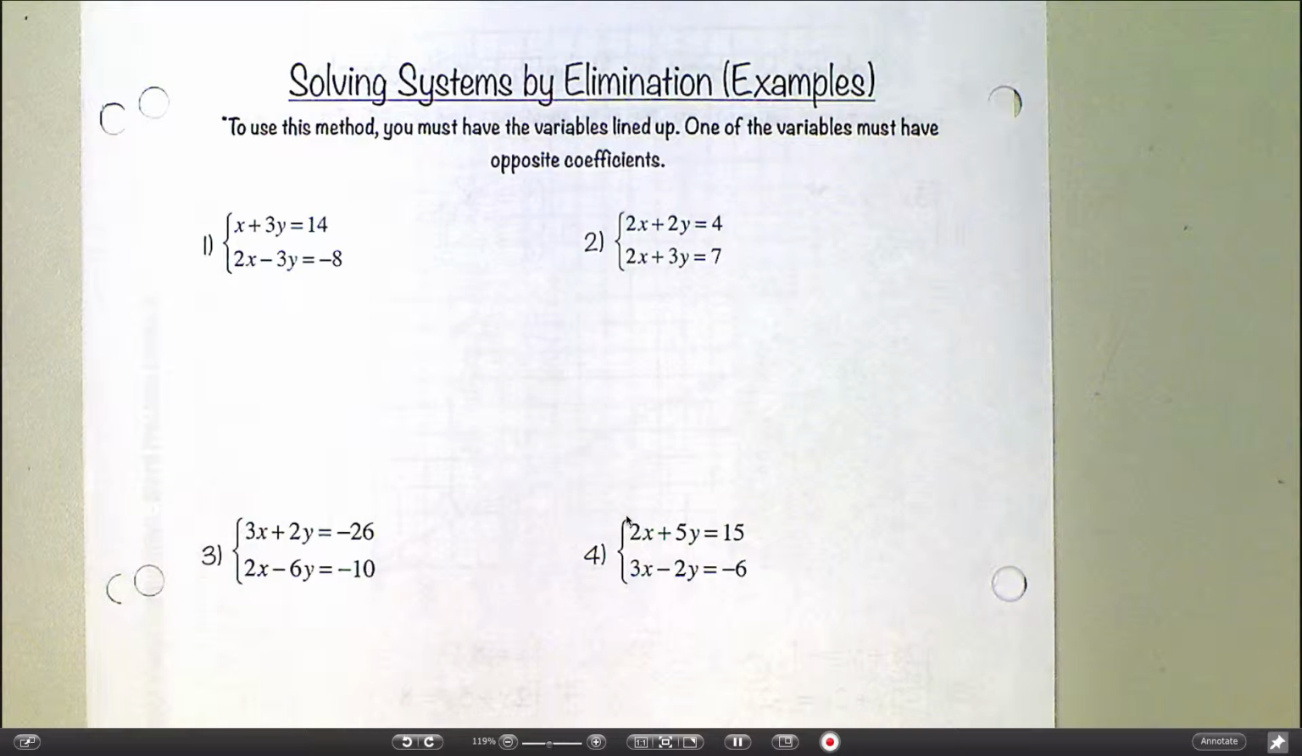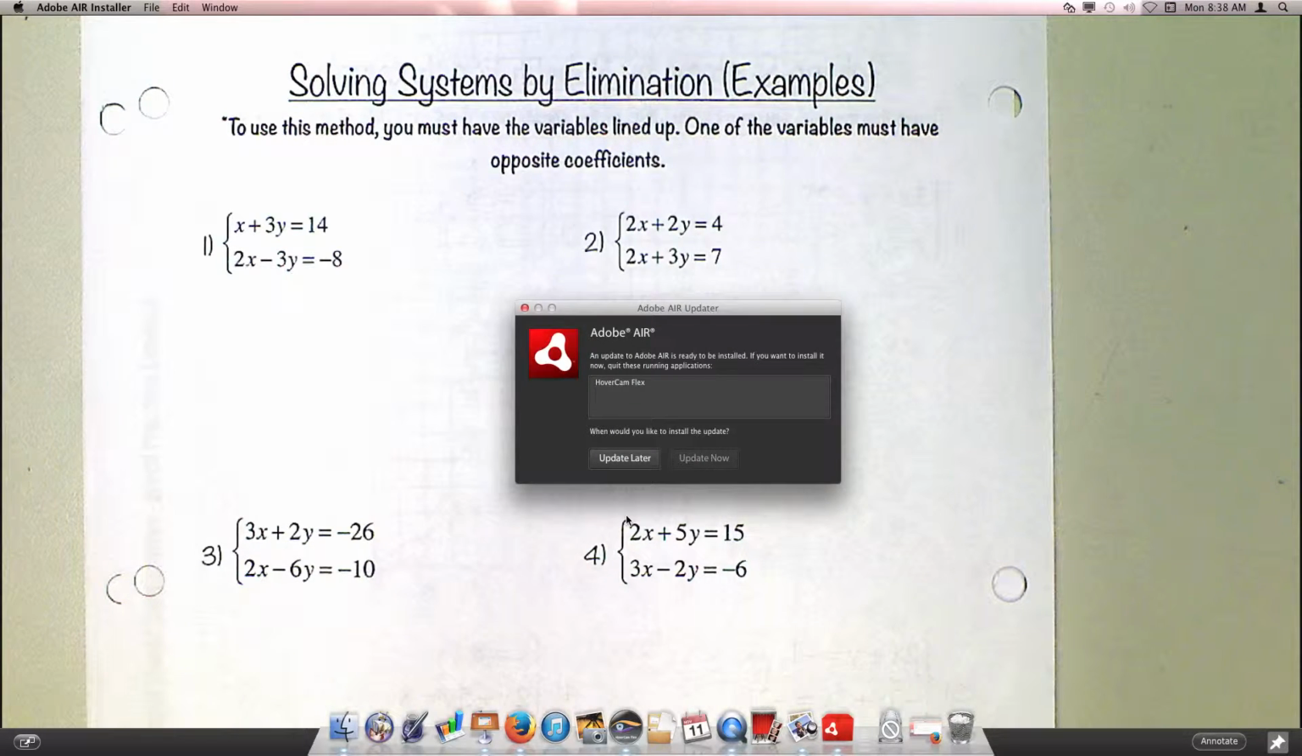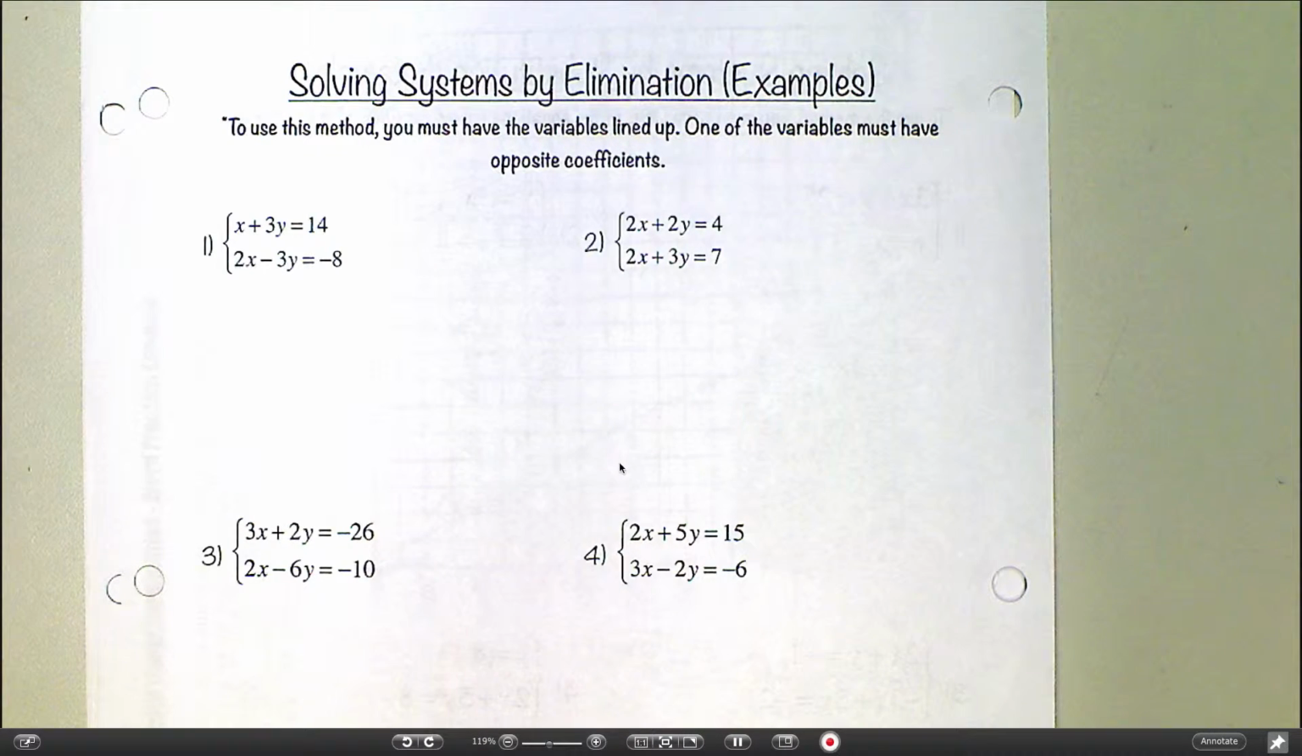Okay, so solving by elimination. This is, again, the same idea as solving by substitution. You're still looking for the one coordinate that works in both equations. This is just a different way of finding it. So again, I could ask you to graph these lines and look for the place where they intersect, and you'd be finding the exact same thing. Okay? So it's just another way to do it.